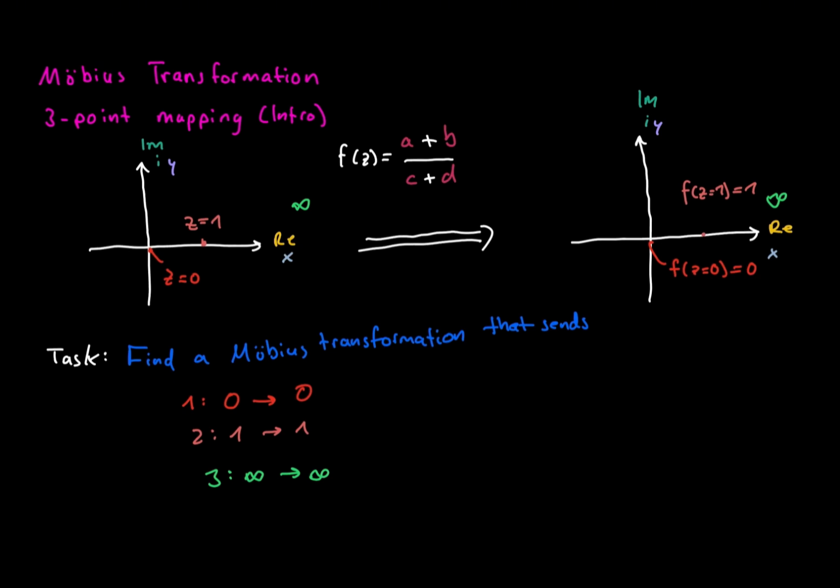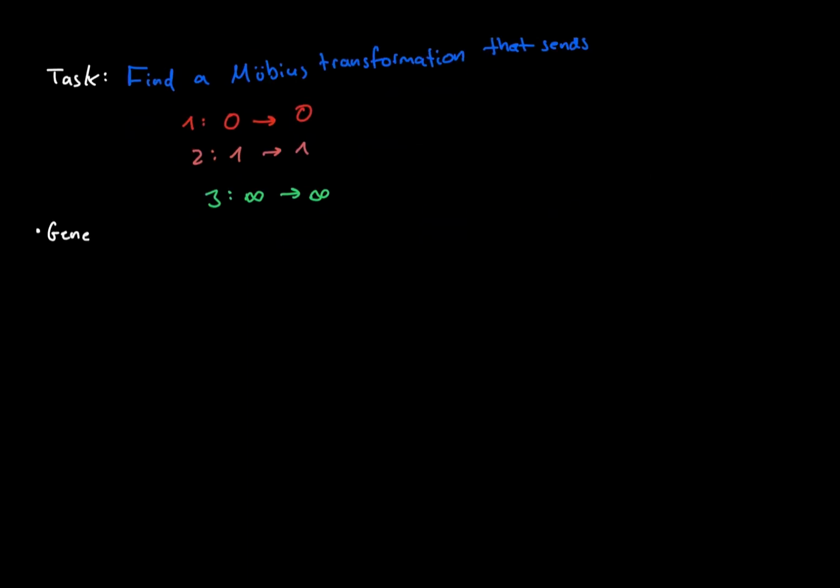We want a function such that f of 0 equals 0, f of 1 equals 1, and f of infinity equals infinity. The key idea is that a Möbius transformation is completely determined by 3 points. So if we match 3 points correctly, we determine the whole function. We start with the general form f of z equals (az plus b) divided by (cz plus d).